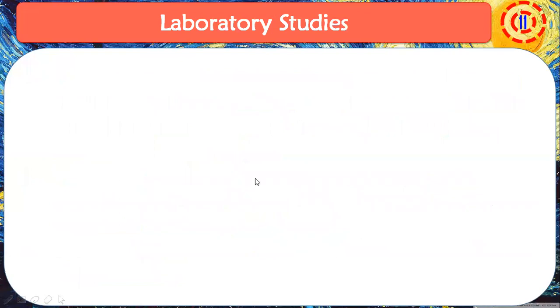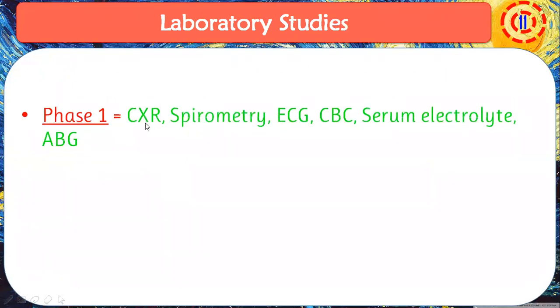So we have classified it into three phases, phase 1, 2, and 3, such that phase 1 includes chest x-ray, spirometry, electrocardiogram, complete blood count, serum electrolyte, and arterial blood gas analysis. So now these all are done to rule out the cause for dyspnea.